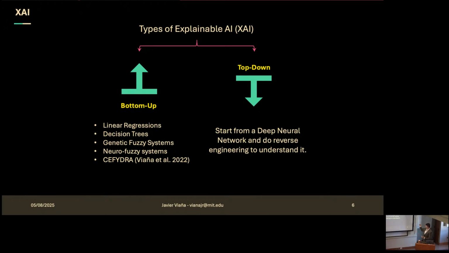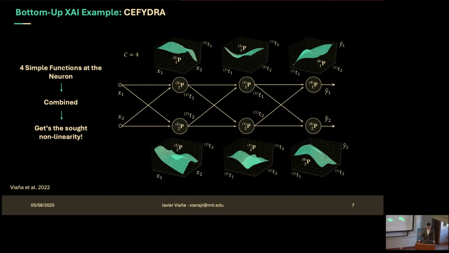And then you have the top-down approaches, where you start from a pre-trained deep learning model, and then you sort of reverse engineer it to understand what's happening inside. It's already a black box, but now you try to understand what's inside. You look at the weights, you look at the contributions, and so on. I'll give you examples of both.